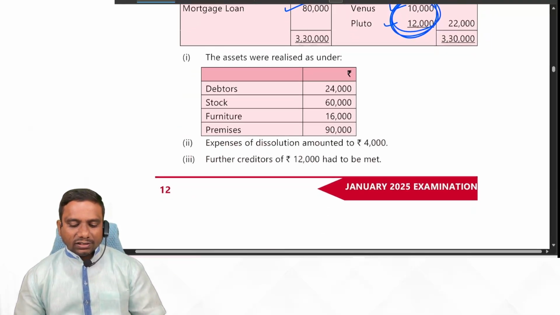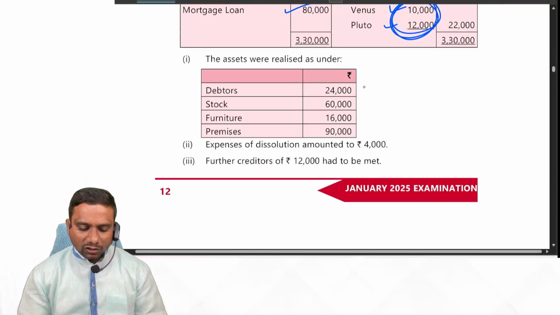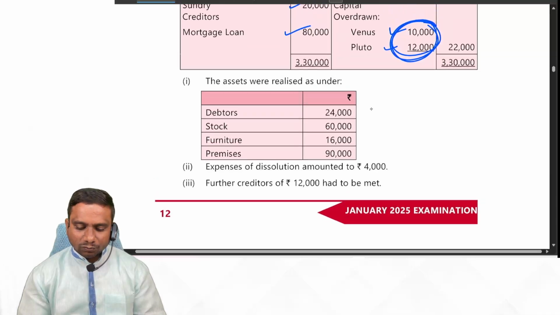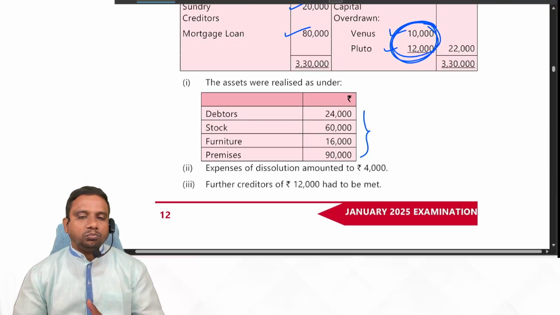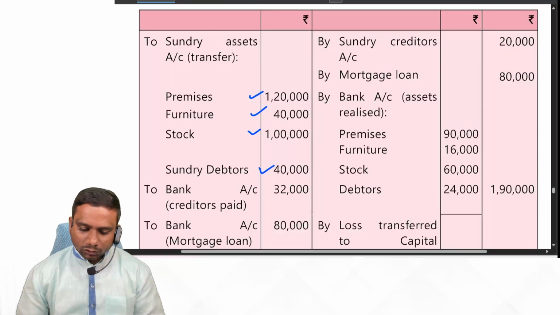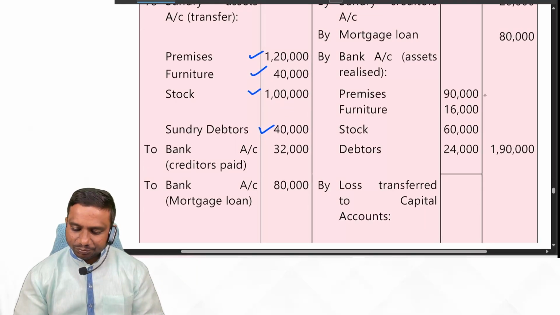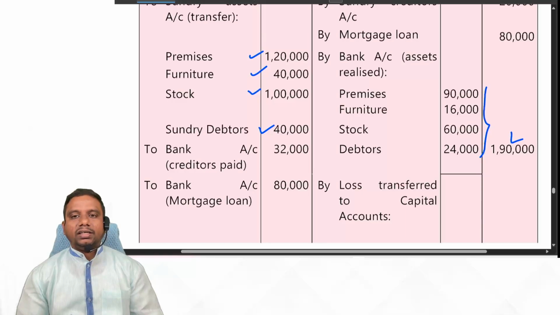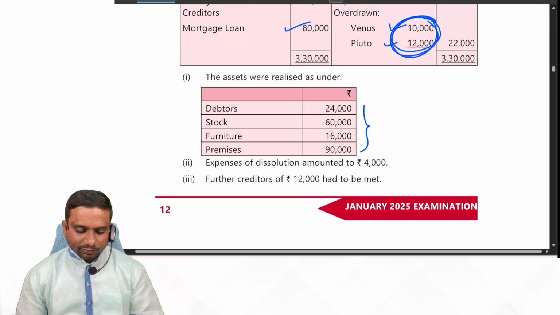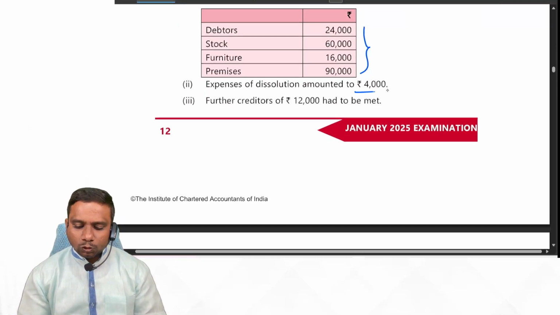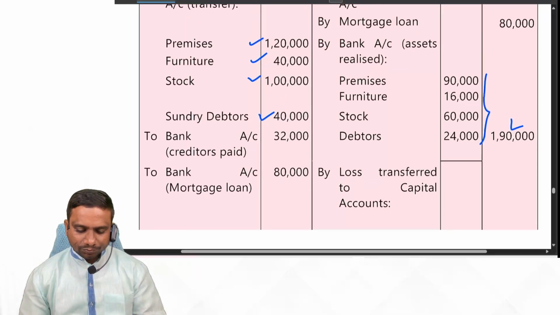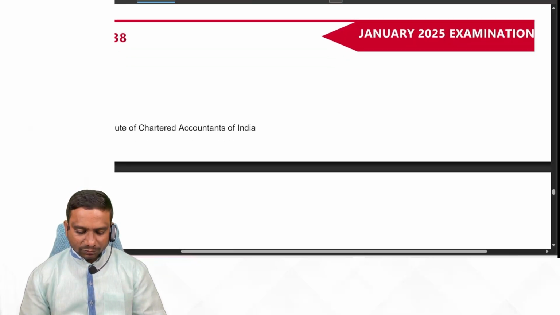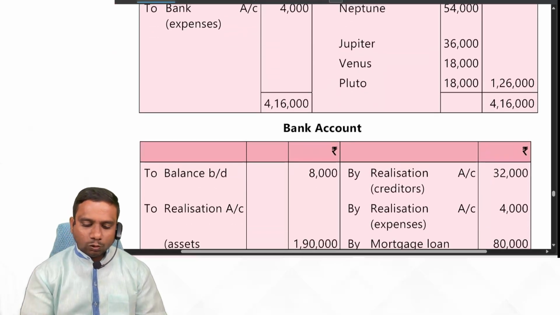Next, the assets were realized as under: debtors, stock, furniture, premises. What is the entry we record here? Bank account debit to realization account. Look at the realization account credit side. These assets are realized at 1 lakh 9,000. Next one. Expenses of dissolution amounted to 4,000. What is the entry we record? Realization account debit to bank account, 4,000 rupees.